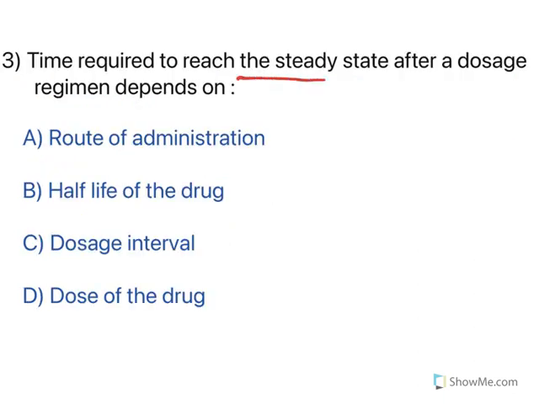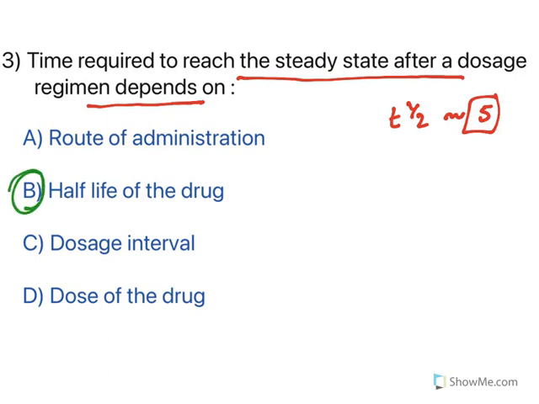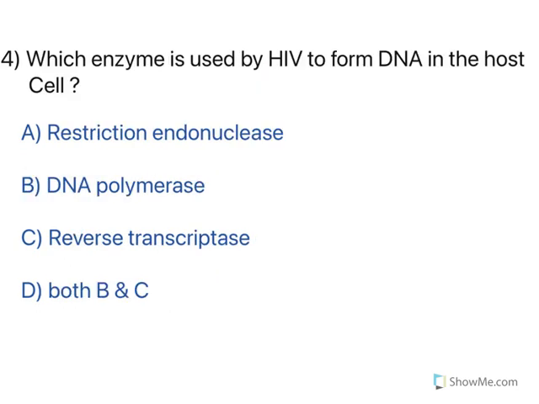Now, the time required to reach steady state after a dosage regimen depends on what? The general theory says that it depends on t-half, or half-life. Usually around 5 half-lives it reaches a steady state. So option B, half-life of the drug, is responsible for steady state. Going to the next one.